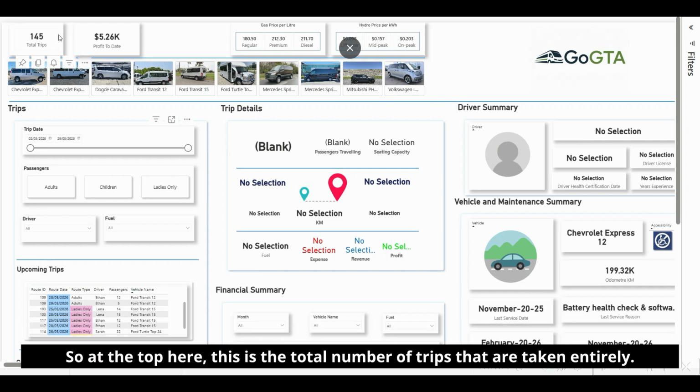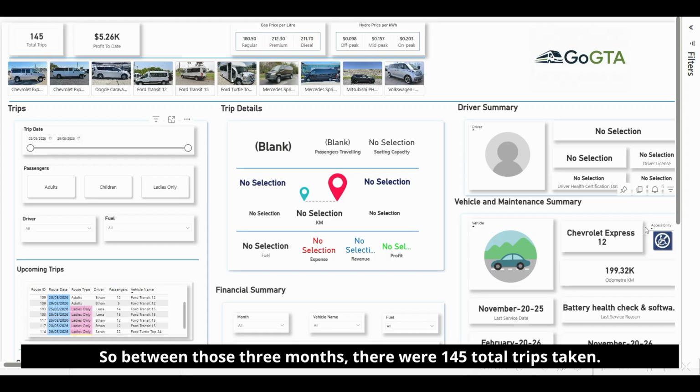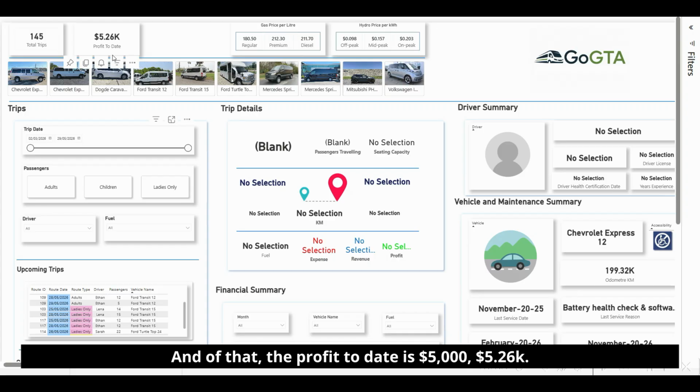So at the top here, this is the total number of trips that are taken entirely. So this dashboard reflects between the time of March 2026 and right before June 2026. So between those 3 months, there were 145 total trips taken. And of that, the profit to date is 5.26K.